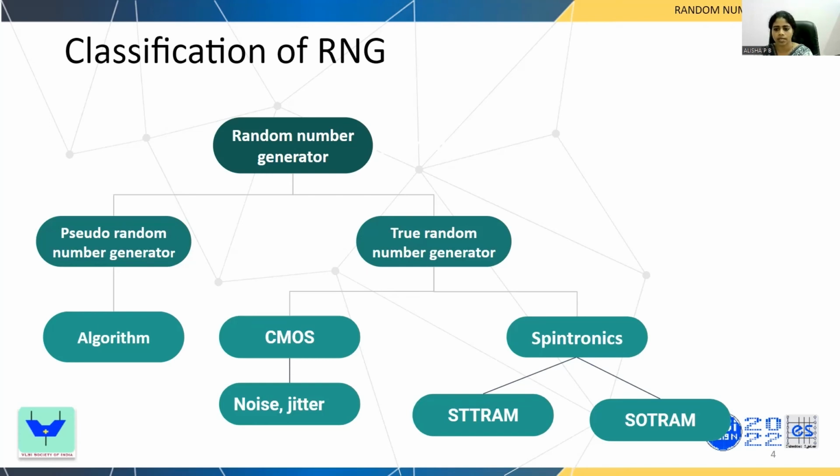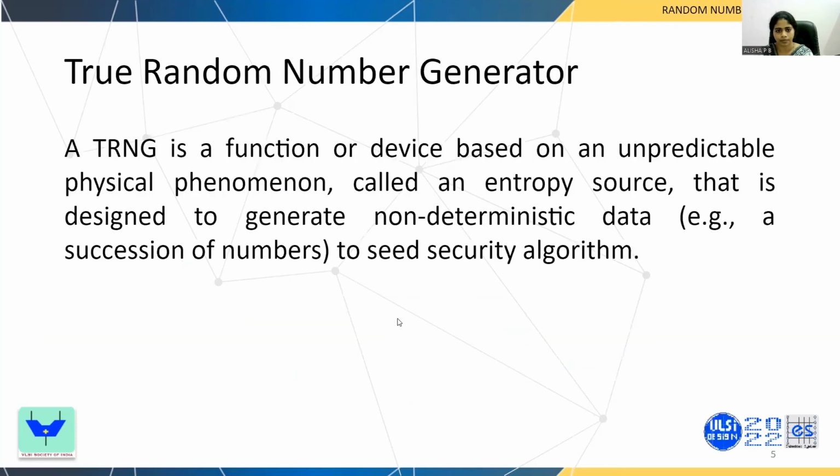Here comes the importance of the true random number generator. The true random number generator is broadly classified into CMOS devices based and spintronics based. In CMOS based devices, the randomness is generated artificially in terms of thermal noise and jitter. But in the case of spintronics, magnetic tunnel junction based devices such as STT-RAM and SOT-RAM are used. Compared to STT-RAM, SOT-RAM has higher efficiency.